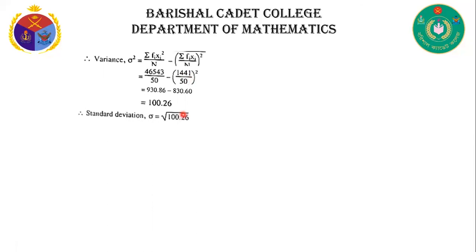We know if we square root the variance, then it becomes standard deviation. That means sigma is equal to root 100.26, that means 10.1. This is our required standard deviation.